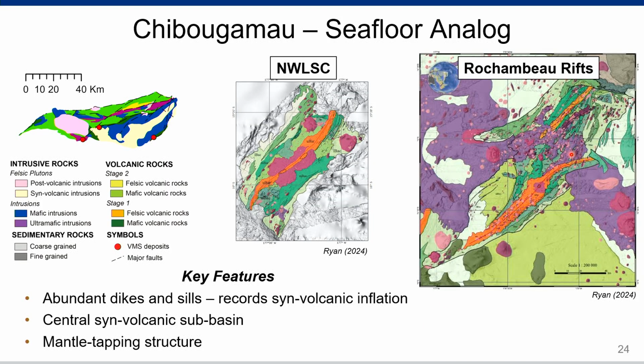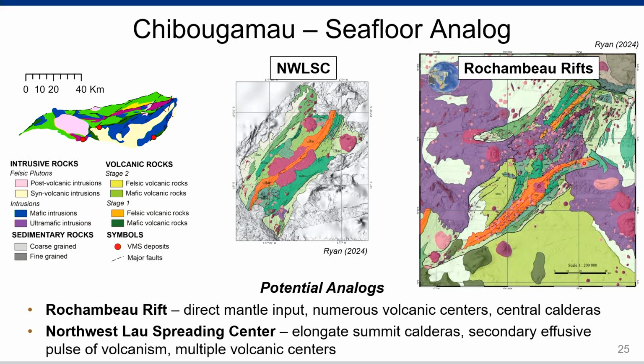So are there any analogs for this? Well, what are the key features? We had abundant dikes and sills recording inflation. We had a central synvolcanic subbasin that tapped the mantle. And we have multiple effusive pulses of volcanism. So there are a couple good examples. The reality, unfortunately, is this kind of looks like a mixture of all of the spreading centers in the Lau. It has characteristics of all of them and doesn't perfectly match any one.